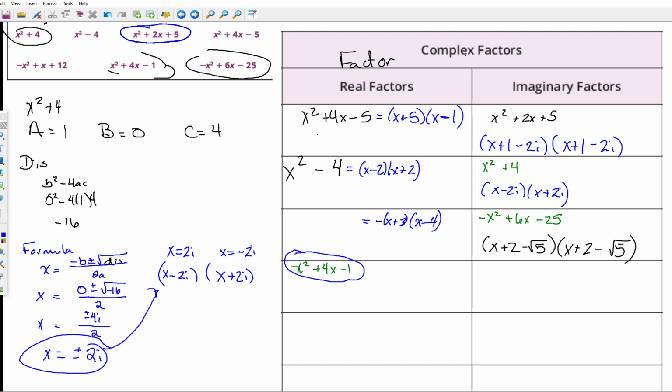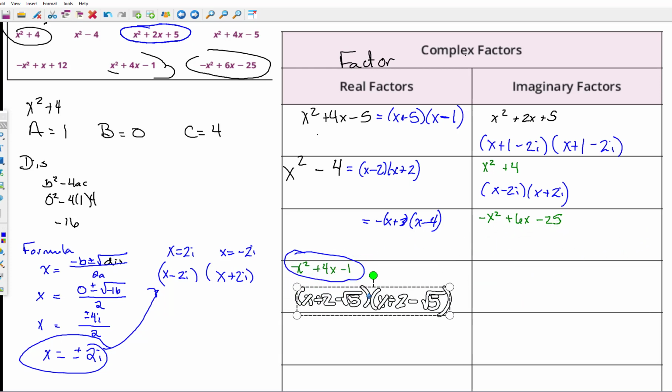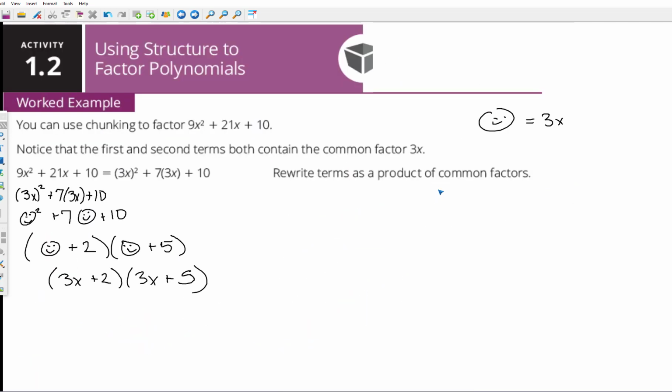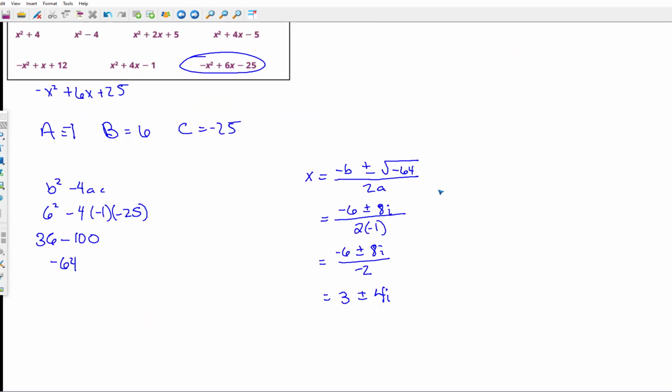Oops, I put that in the wrong spot. And so our last one, oops, is this guy.